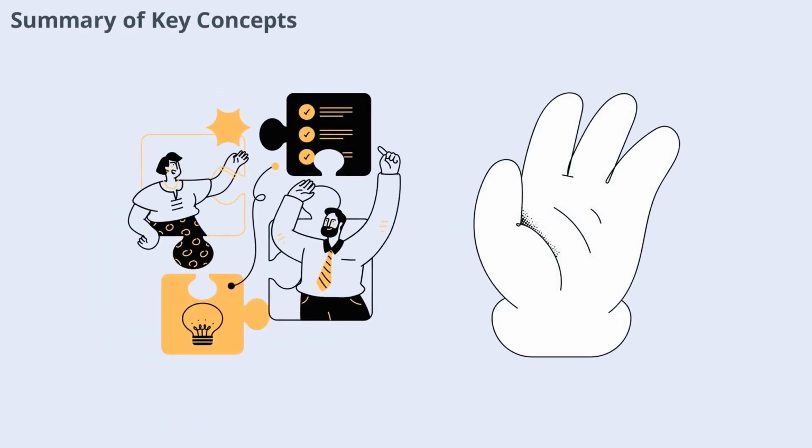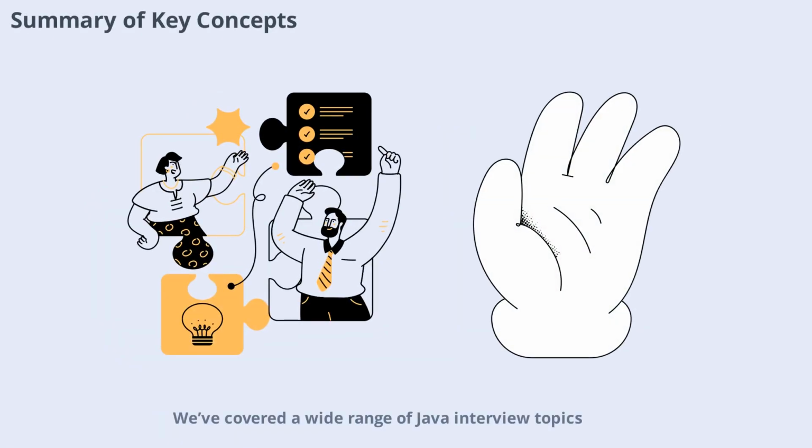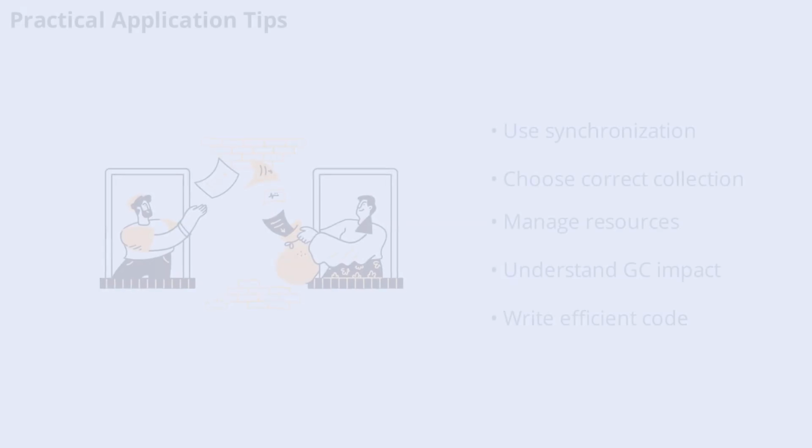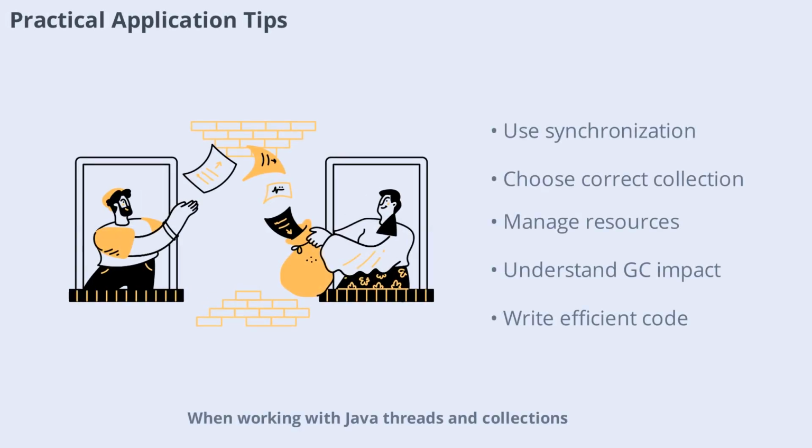We've covered a wide range of Java interview topics, from multi-threading and thread management to collections and their differences. Understanding these concepts is crucial for building efficient, scalable, and robust Java applications. Whether it's managing threads, handling memory, or choosing the right data structure, these fundamentals will help you excel in both interviews and real-world projects. When working with Java threads and collections, always consider the specific requirements of your application.